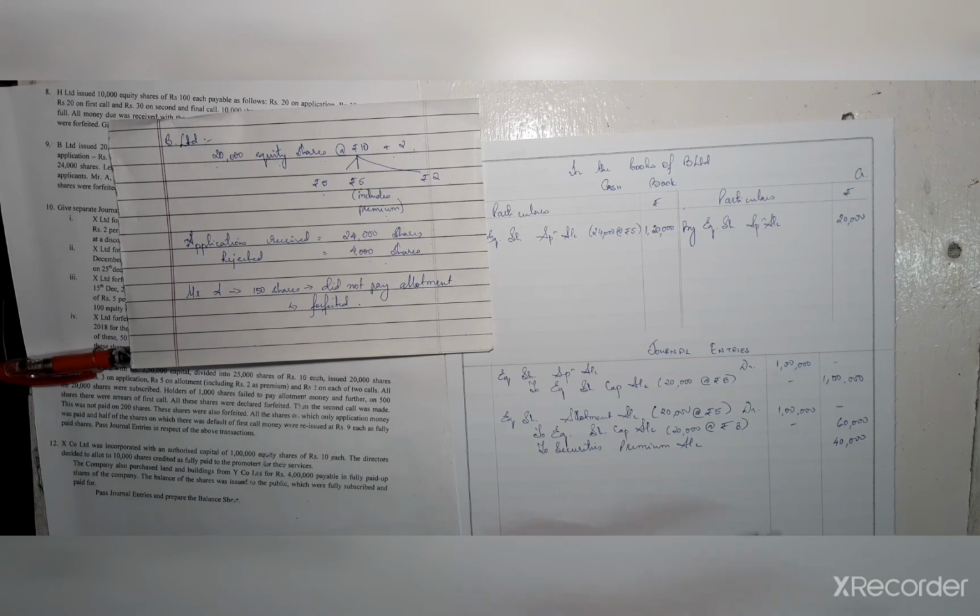Being amount due on share allotment on 20,000 shares at the rate of rupees 5, which includes premium. Okay, you can just write a narration how you understand. So that is my understanding of the narration.